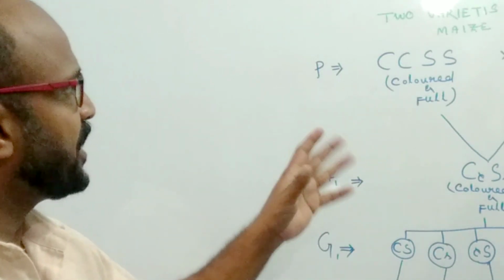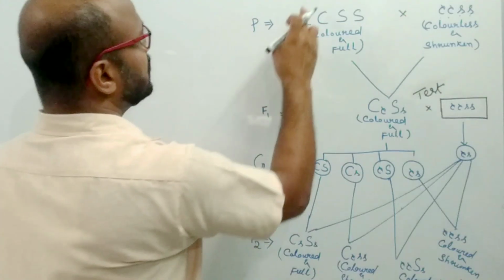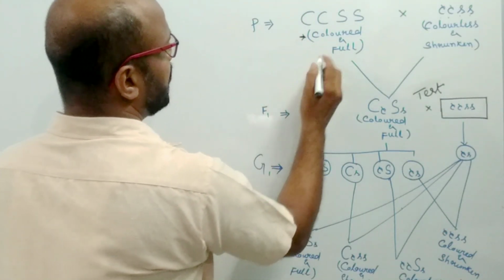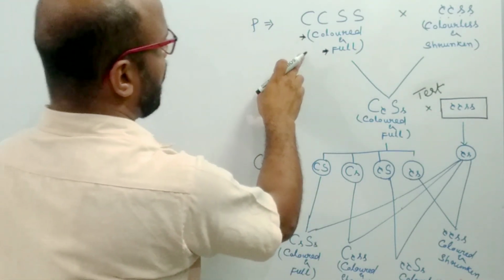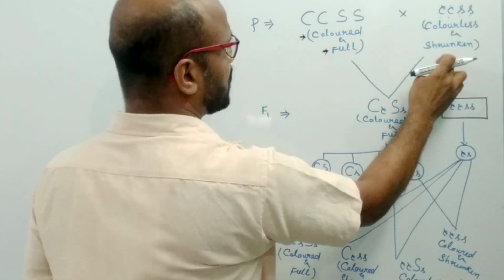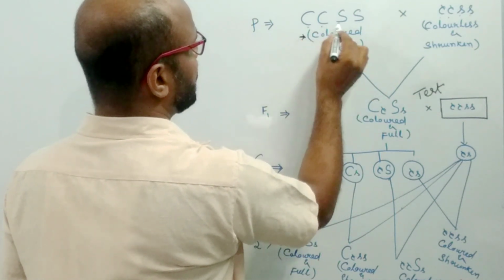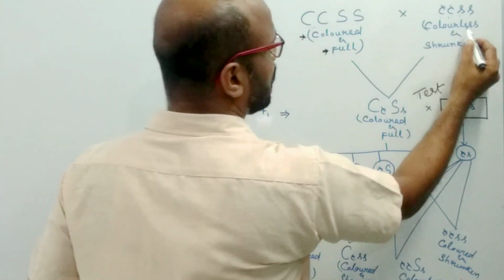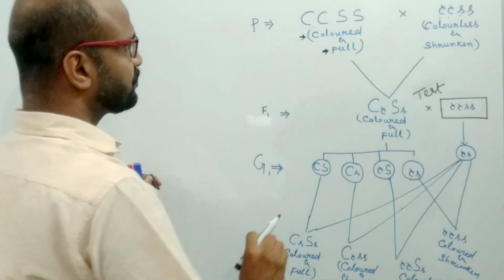Hutchinson crossed two varieties of maize plant. He considered two characters: one is the color of seed, another is the shape of seed. One plant has colored and full seed, and another variety has colorless and shrunken seed. Colored and full, represented by capital CC and capital SS, is dominant over colorless and shrunken, small cc and small ss.